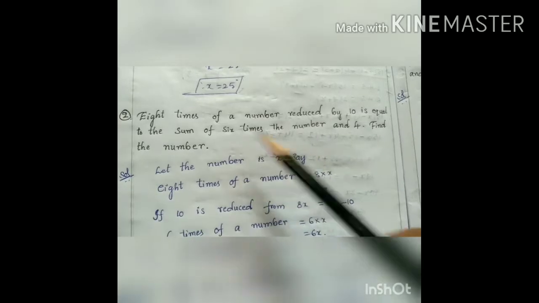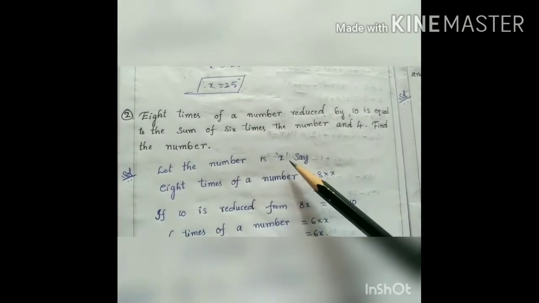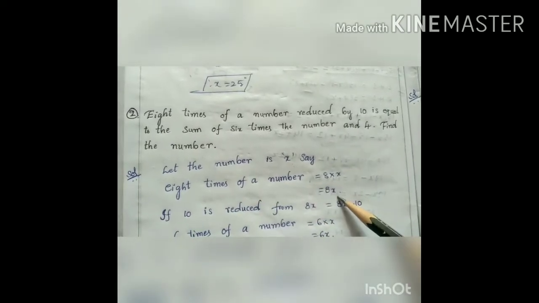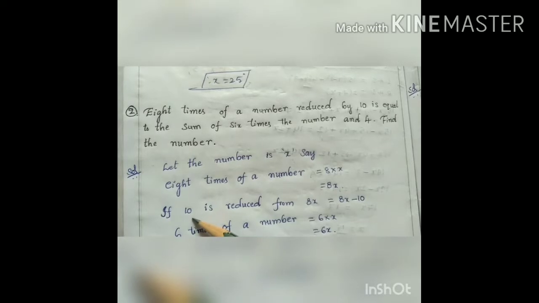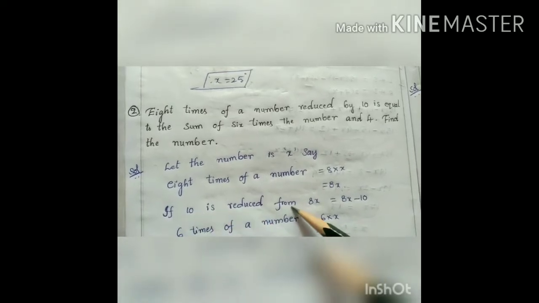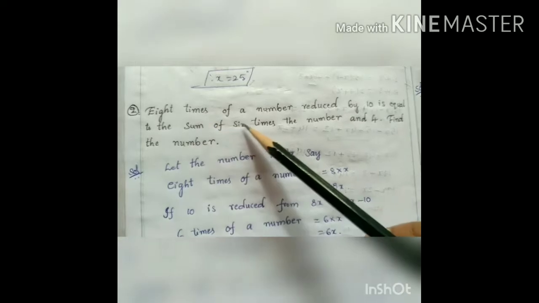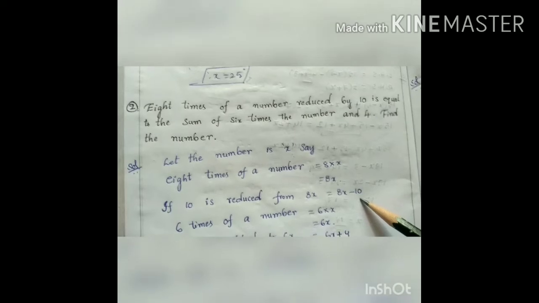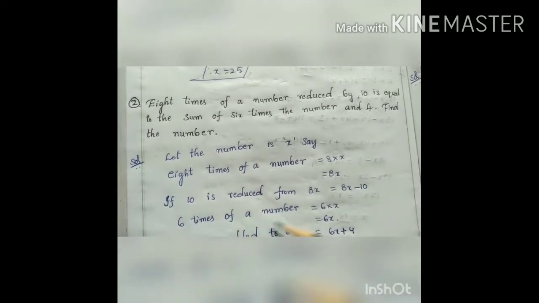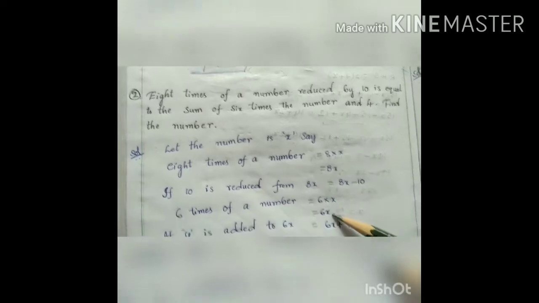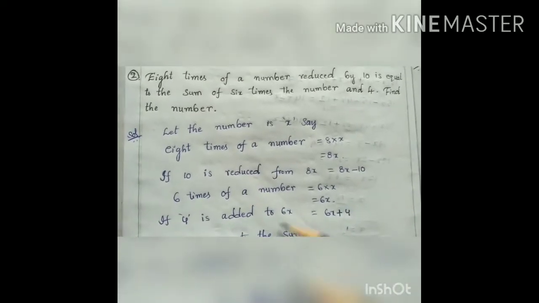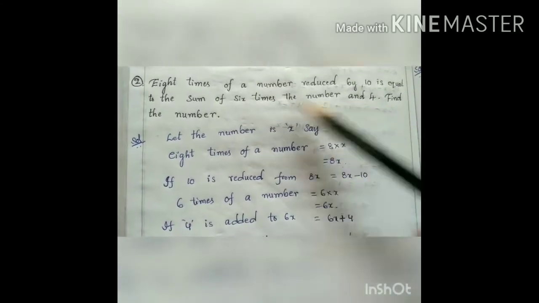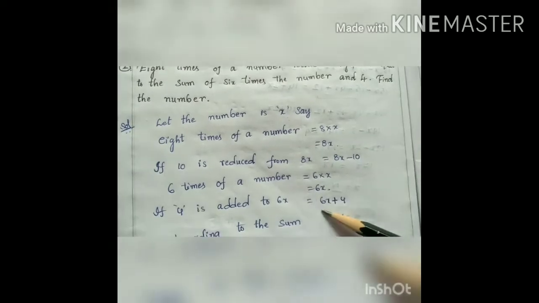8 times of the number. What is the number here? What do we have to take here as the number? x. So 8 times the number equal to 8 into x, 8x. Then 10 is reduced from 8x, right? 8 times your number reduced by 10 means 8x minus 10. Next, 6 times a number equal to 6 into x, 6x. If 4 is added to 6x, sum of 6 times the number and 4. Sum means adding. So here 6x plus 4.